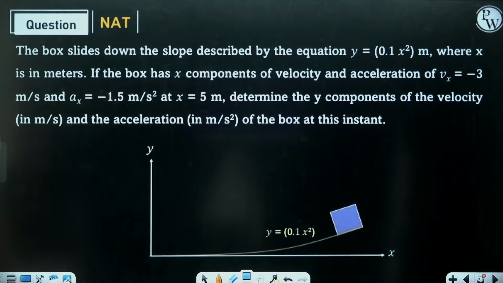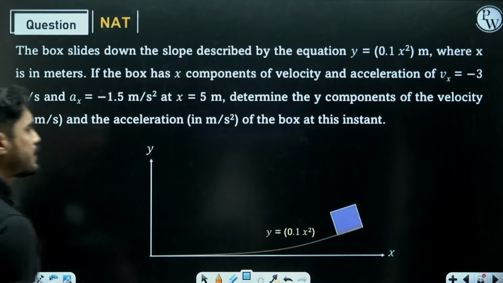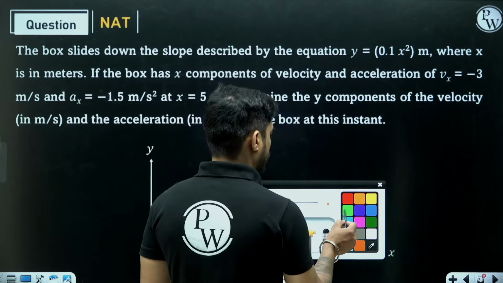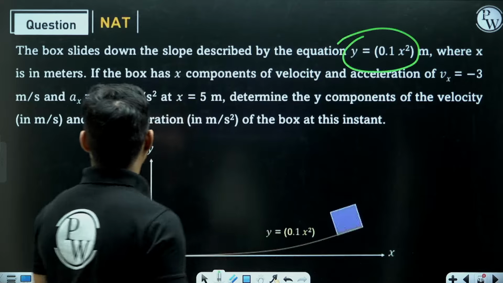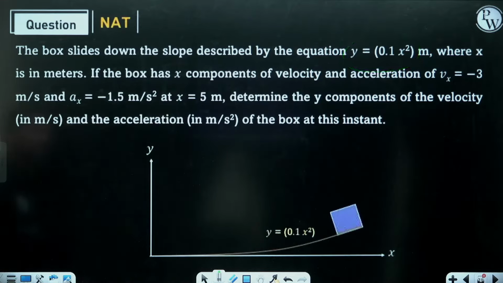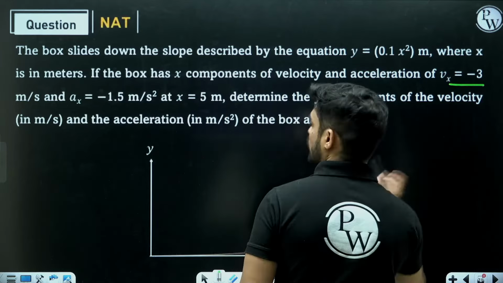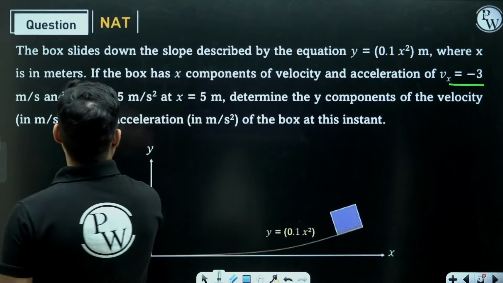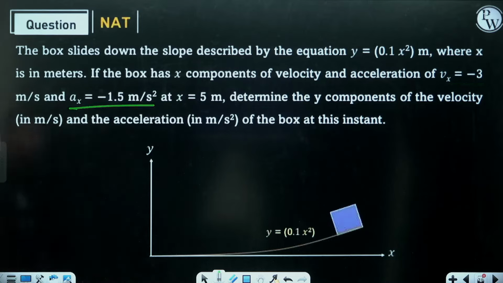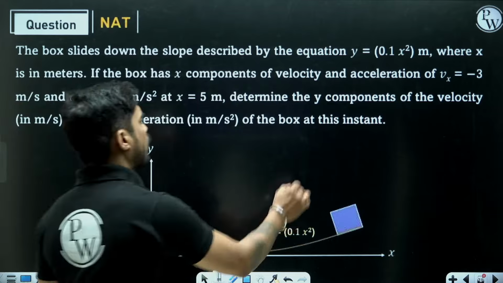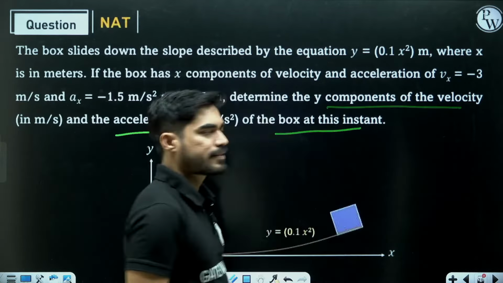Now this is an interesting one. The box slides down the slope described by the equation y equal to 0.1 x square, where x is in meters. The box has x components of velocity and acceleration, Vx equals to minus 3 meter per second, ax equals to minus 1.5 meter per second square at x equals to 5 meters. Determine the y components of the velocity and the acceleration at this instant.